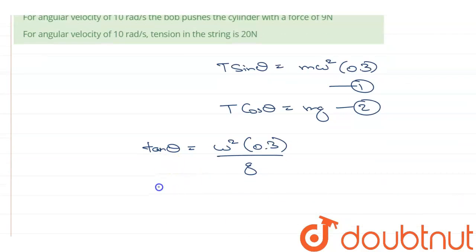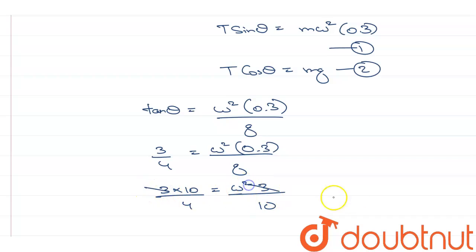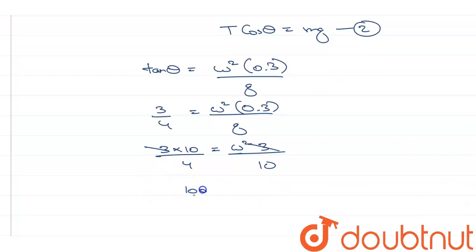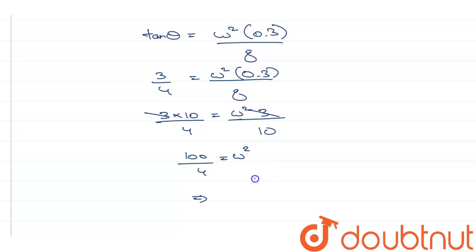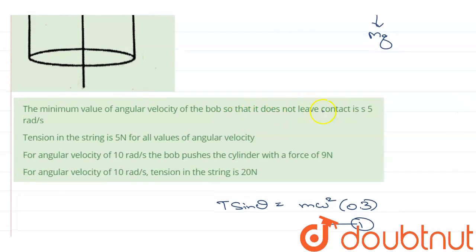So let's put the value of tan theta here. 3 by 4 should be equal to omega square times 0.3 divided by g. So 3 into 10 upon 4 is equal to omega square times 3 by 10. 3 and 3 get cancelled. So 100 by 4 is equal to omega square, which means omega is equal to 5 radian per second. So the first option, that the minimum angular velocity of the bob so that it does not leave contact is 5 radian per second, is correct.